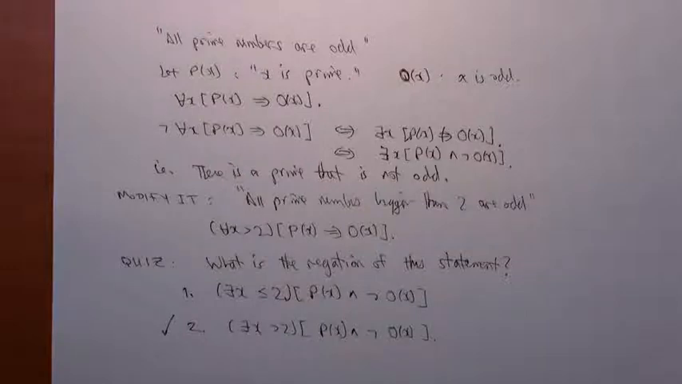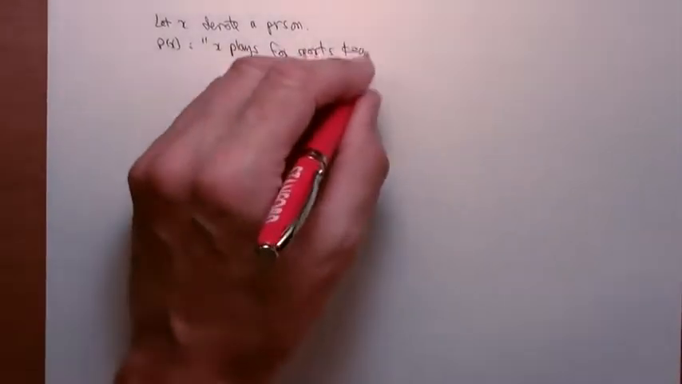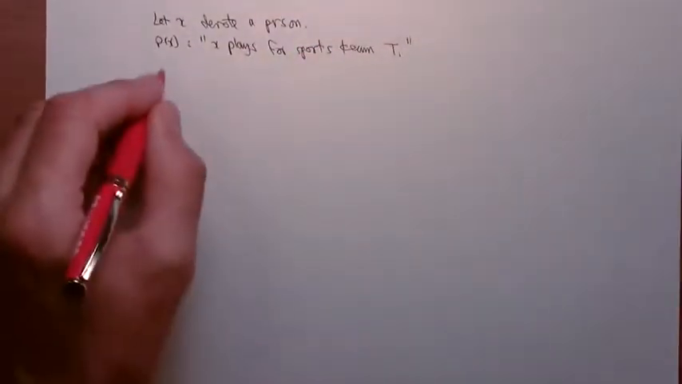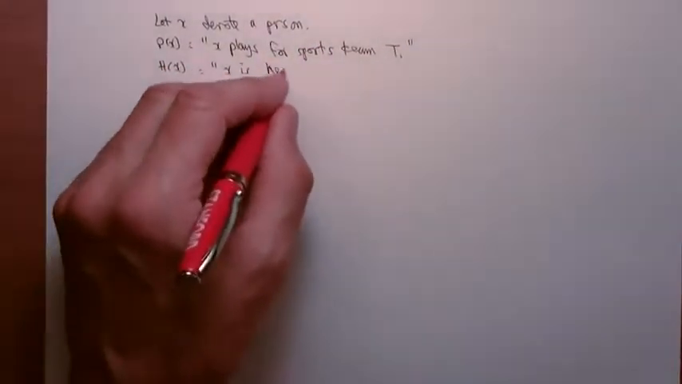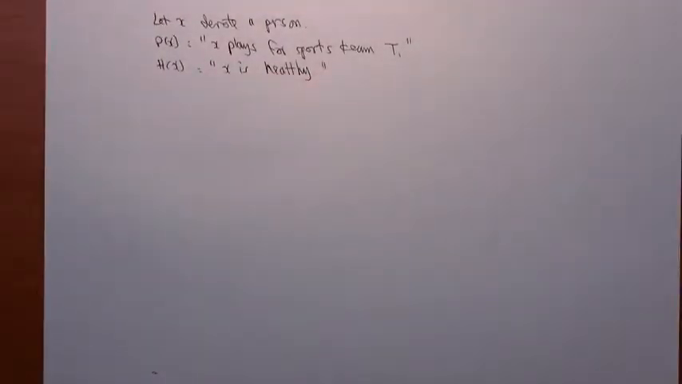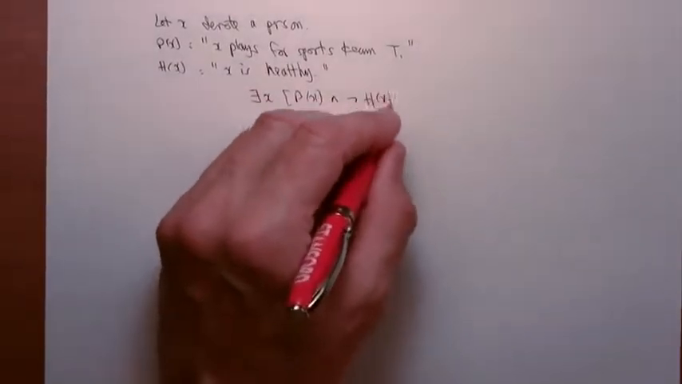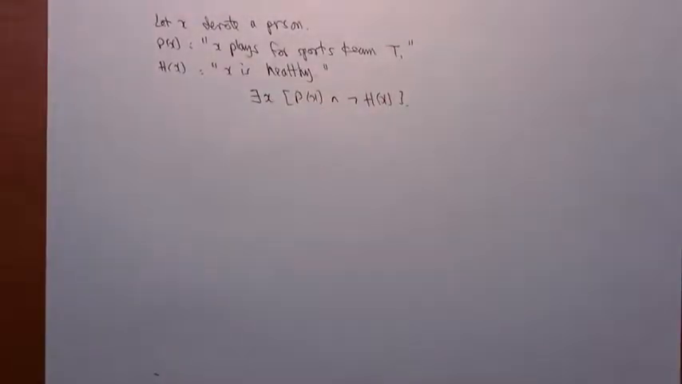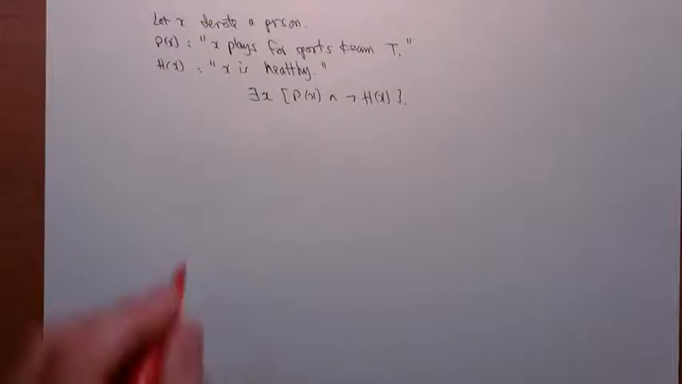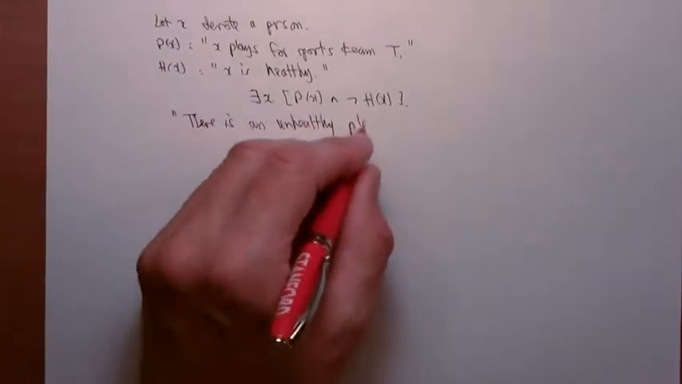Okay? Well, let's move on. Let x denote a person. Let P of x mean x plays for sports team T. And let H of x mean x is healthy. And let me look at the statement, there is an x such that P of x and not H of x. What does that mean in everyday English? There is an unhealthy player on team T.